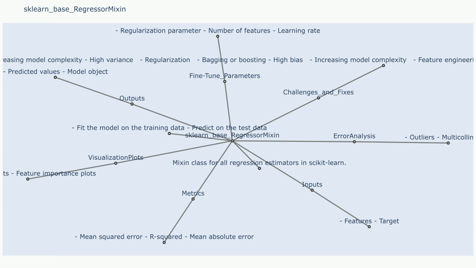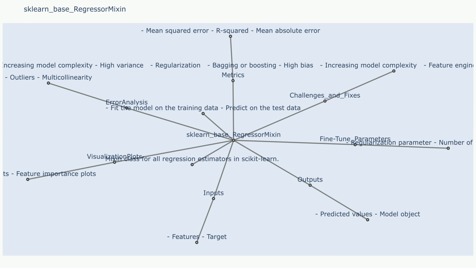Increase model complexity. Explore more complex models like polynomial regression or decision trees. Feature engineering. Create new features that might capture the nonlinear relationships in the data. Hyperparameter tuning. Optimize parameters like tree depth or regularization strength to find the best fit for the data.